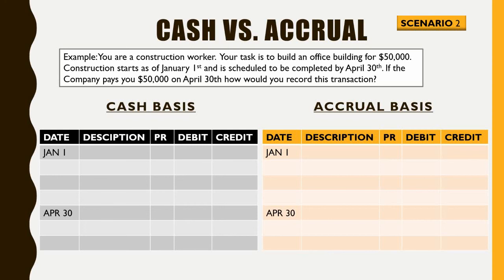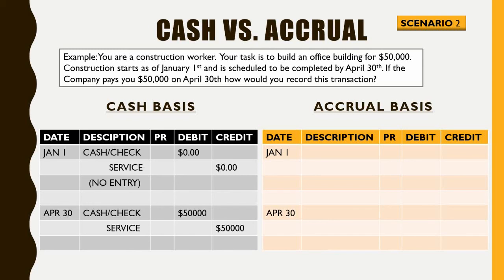Now let's take a look at this example again, but this time, what if you got paid as of April 30th, when the whole entire job was done? So again, on a cash basis, because you didn't receive cash until April, that means in January, no entries are necessary because you didn't receive money in January. You received it in April. Okay, so here you recognize that you provided the service and you received cash as of April on a cash basis.